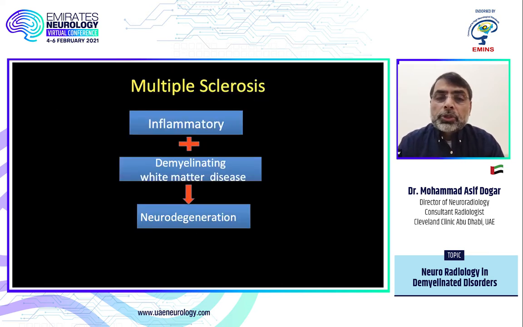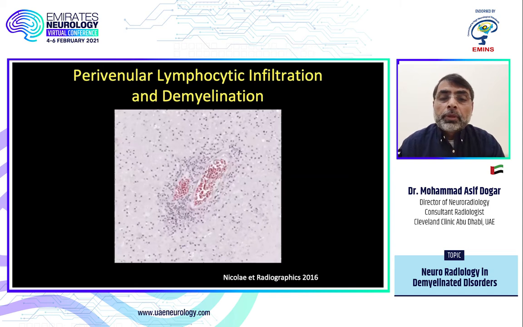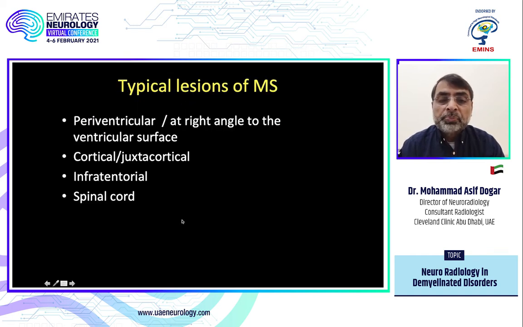As you know, multiple sclerosis is an inflammatory demyelinating disorder of the white matter, which leads to neurodegeneration. It is basically a perivenular lymphocytic infiltration and demyelination. As you can see here, the lumen of the vessel and then the surrounding cells. Before I go into the details of the McDonald criteria, we're just going to take a look at the typical lesions of MS on MRI.